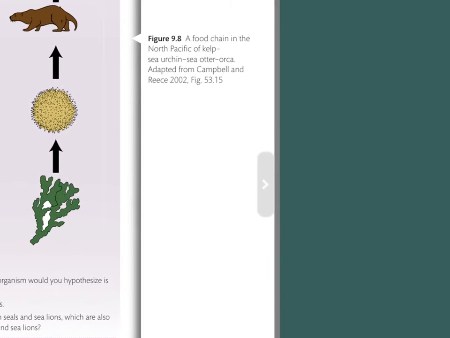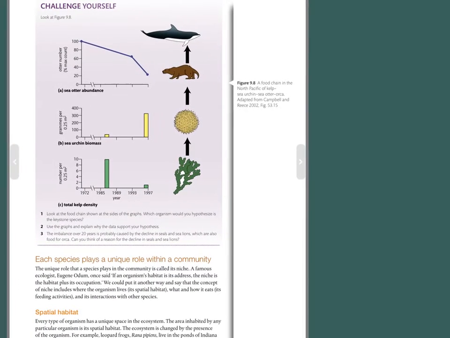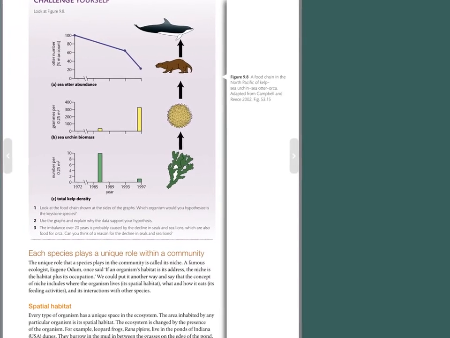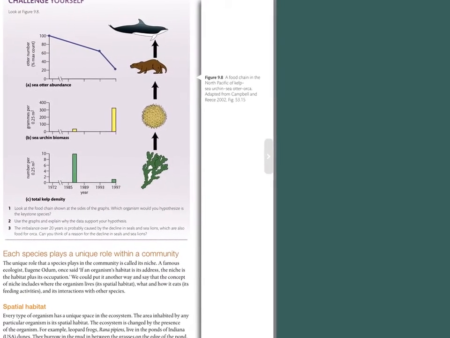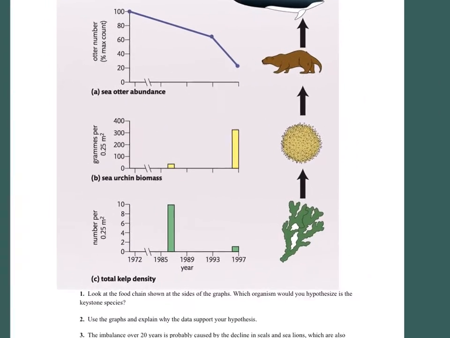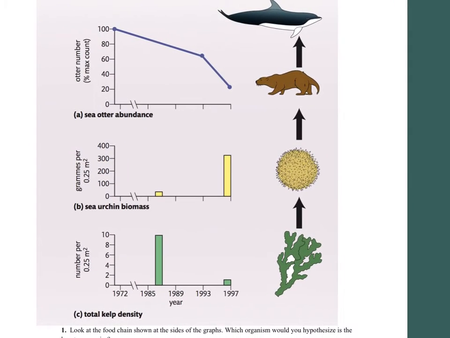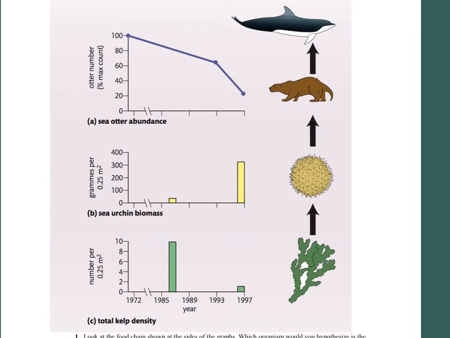This is a food chain of the kelp in the North Pacific. So if you think about it, let's look at the relationship between otters, sea urchins, and kelp. Let's make sure we know which one is which. Otters, sea urchins, and kelp.